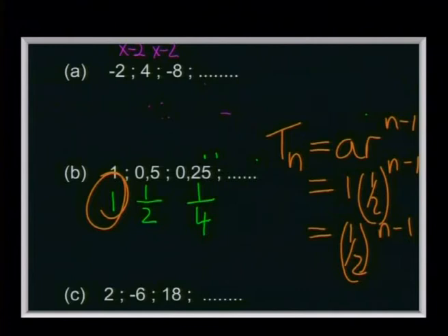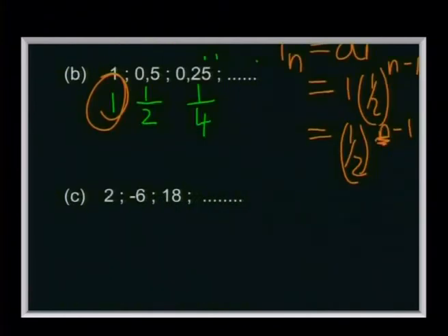And we know that the third term is a quarter, so if you put 3 in there, in the place of n, you get a half to the power 3 minus 1, so that's a half squared, which is a quarter. So that definitely does work. Last one of these guys.